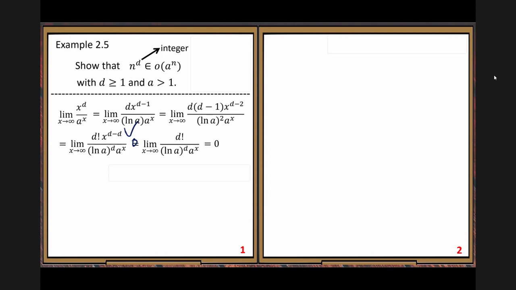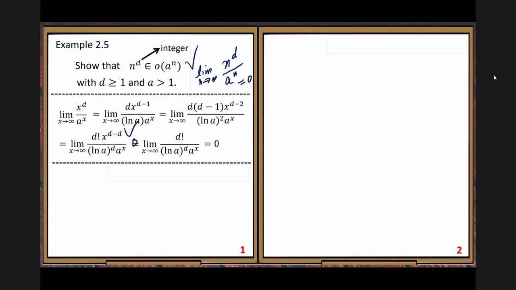The limit is 0. Then we go back to the original limit and change to the discrete variable version. If you like, you write one more time n to the d over a to the n, the limit is 0. Then, by the little o definition, you get this little o result.